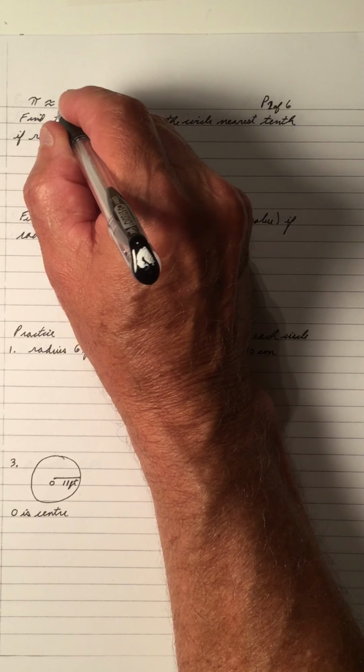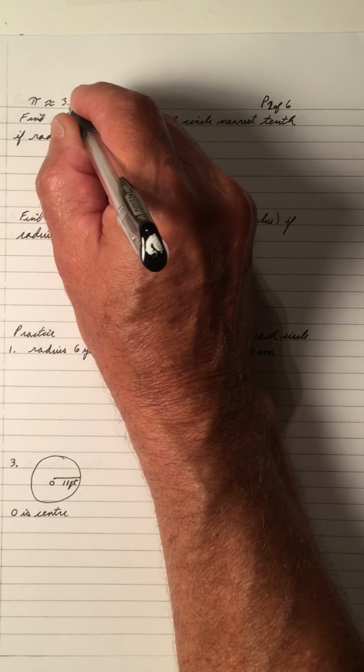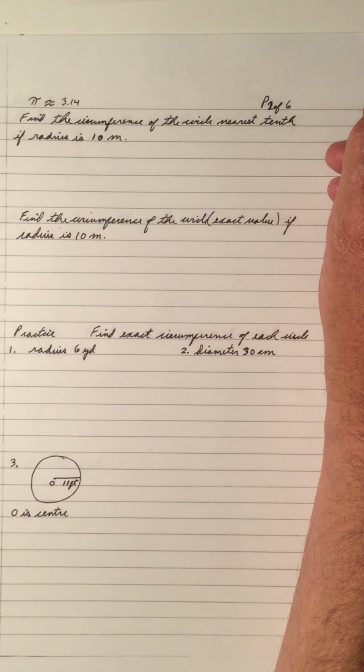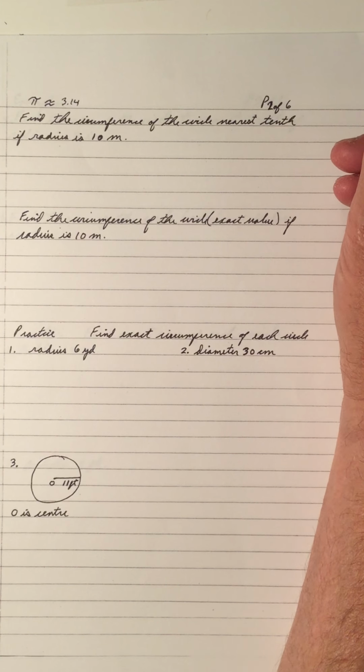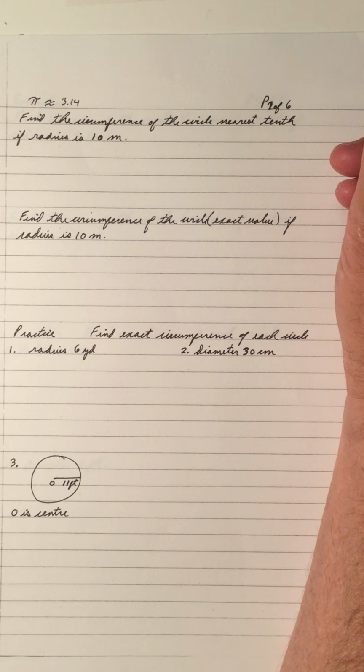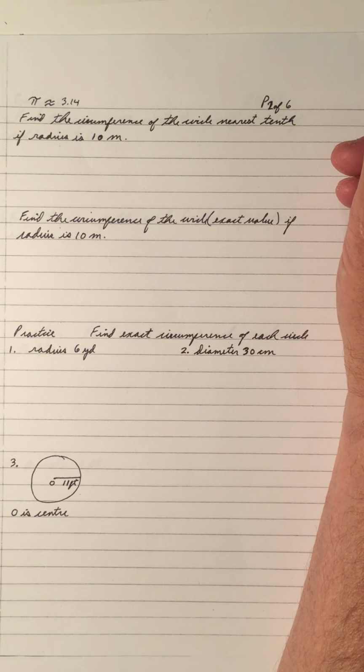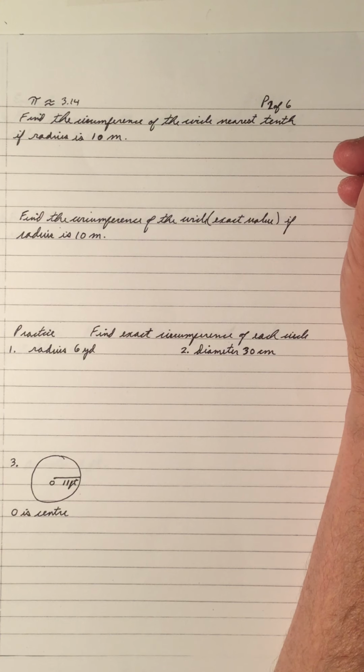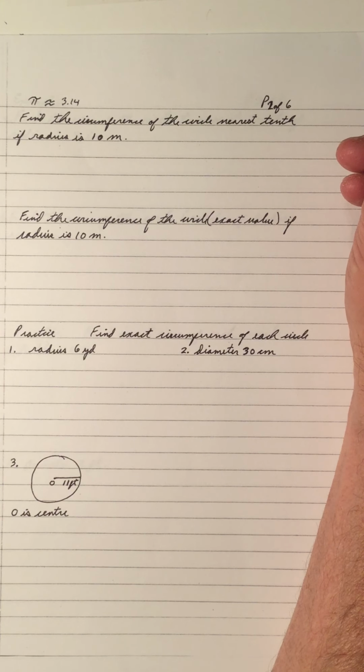Pi is normally associated with 3.14 to be an approximation. But in this video, I'm going to show you that you can get the exact value by using pi itself. And let's do some examples to show this.